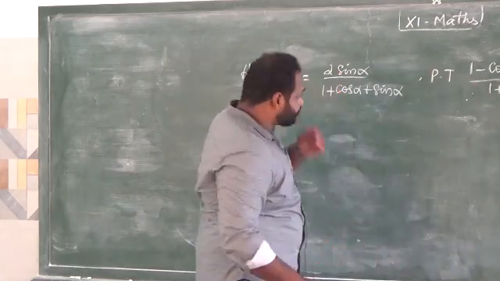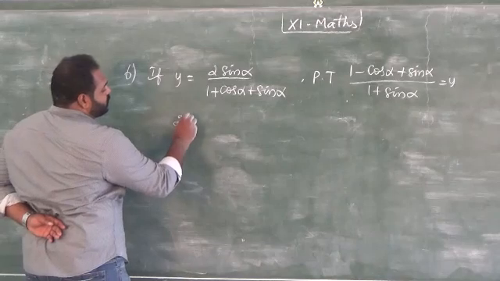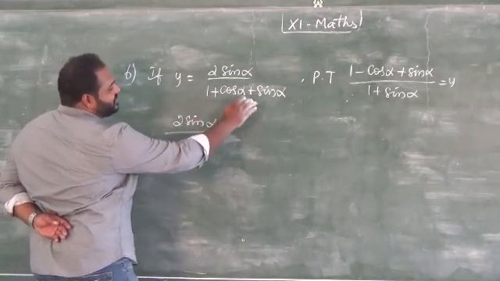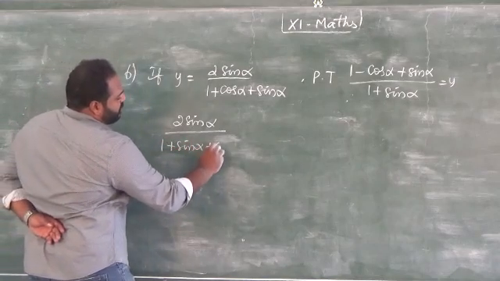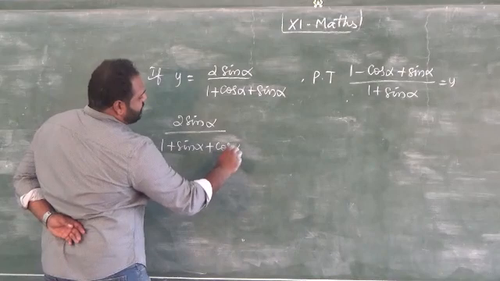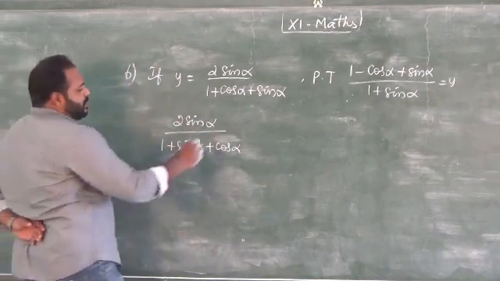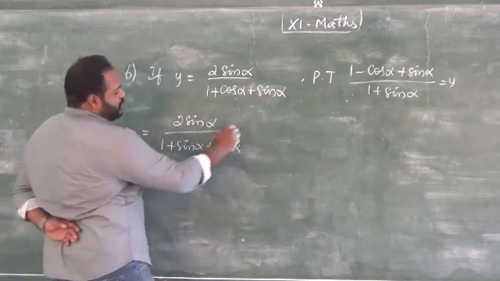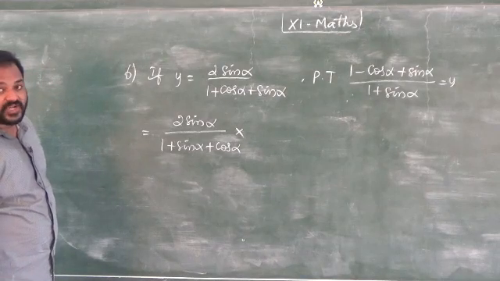So here, 2 sin alpha by 1 plus sin alpha plus cos alpha. Here I have a small change: I just interchange this sin and cos alpha, equal to this one. Here I am going to multiply with the conjugate.